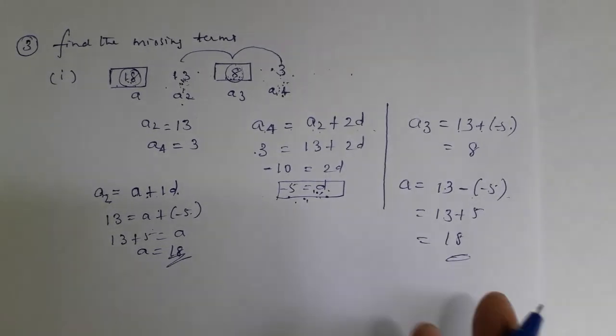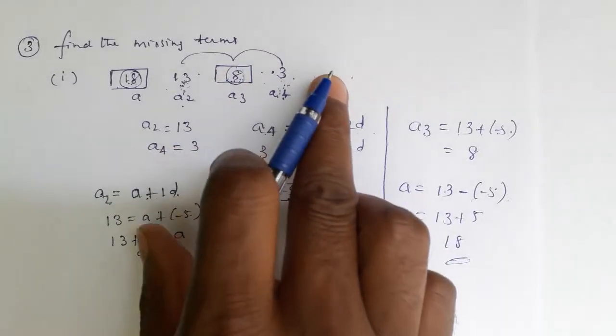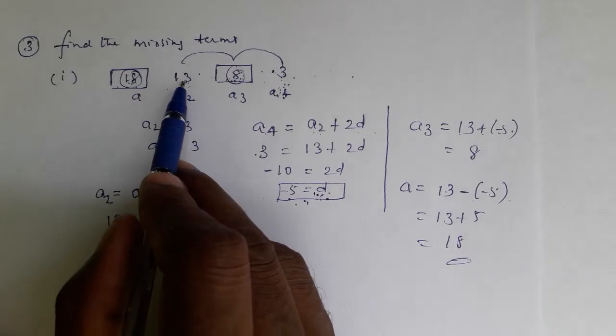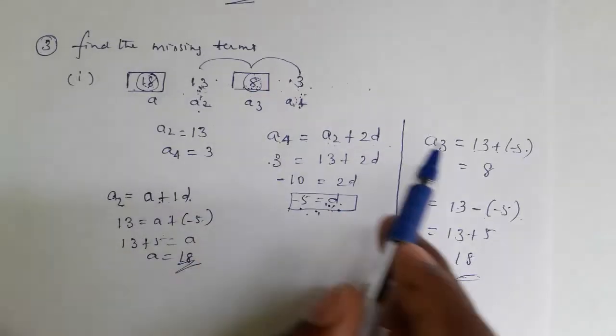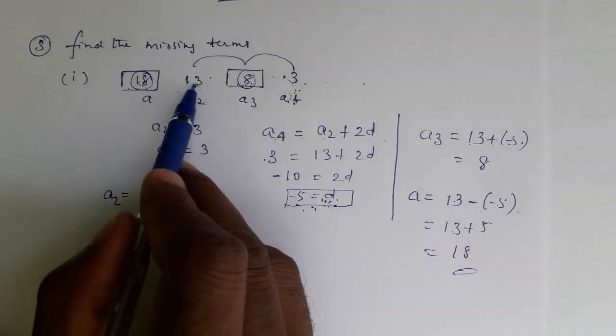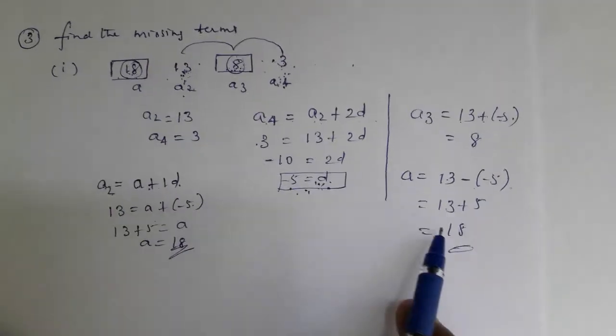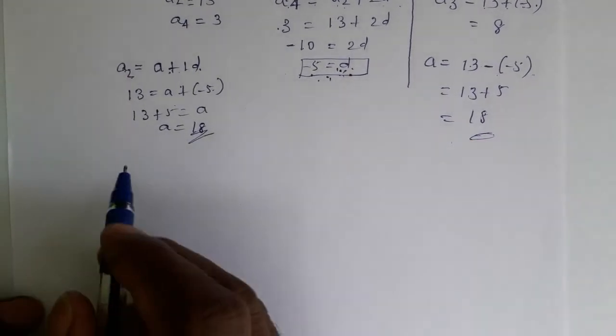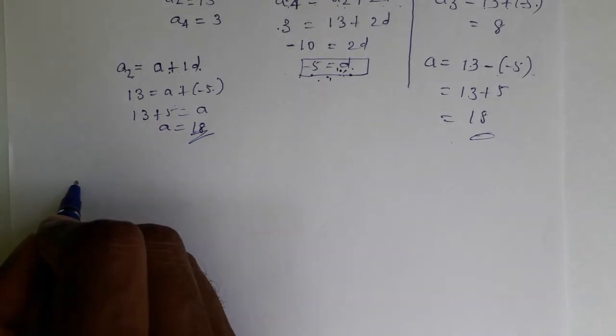This is the other way, the shortcut method. To get the next number, add the difference. To get the previous number, subtract the difference. So for 13, the next number was unknown, so I added minus 5. For 13, I don't know the previous number, so minus 5 I subtracted. By that way you can fill the unknown values. So we go to another problem.